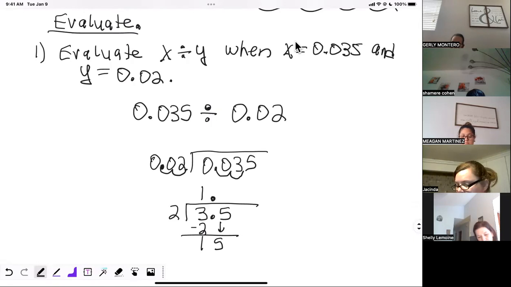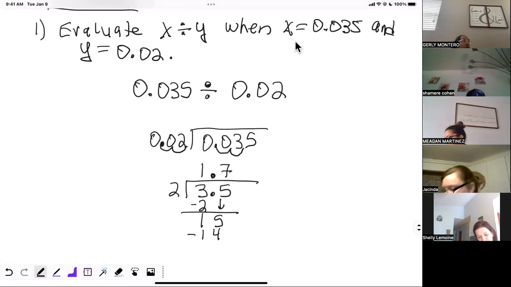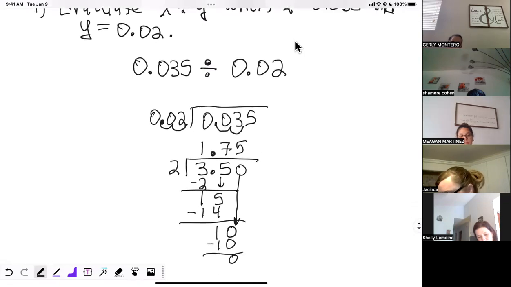All right, how many 2s are in 15? 7. That's 14. Subtract. That's going to be 1. And then I'm going to take that, add a 0, and bring down my 0. And then how many 2s are in 10? 5. 10, and I have a 0 remainder. So my answer, I'll put it right here, is going to be 1.75.